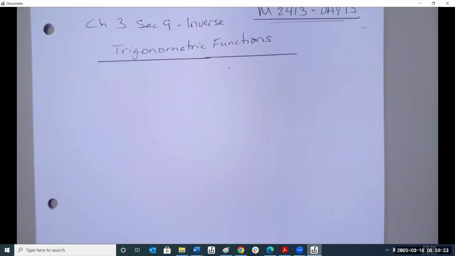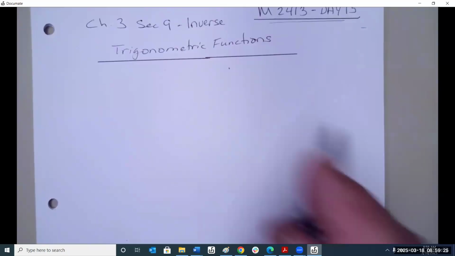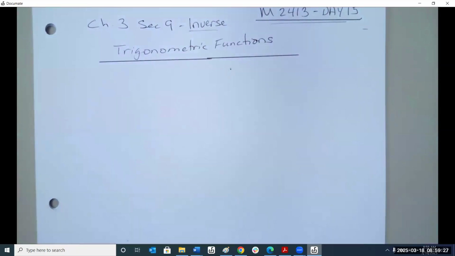How do inverse trig functions look? Well, okay, first off, how do we define inverse functions? What are inverse functions? Yes, that's exactly what it is.